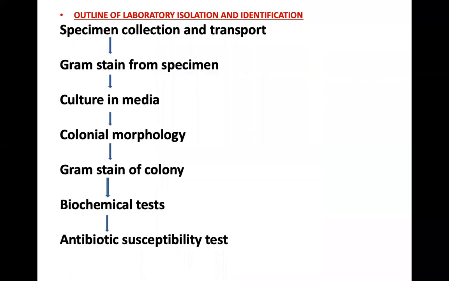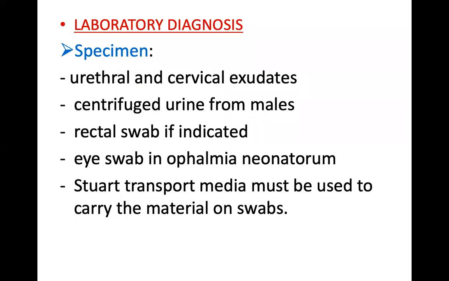So for lab diagnosis, this is the outline that you'd use. You saw this in the previous slide. If we can fill that in, the specimen to pick for diagnosis of gonorrhea. For male and female adults, you can take a urethral specimen from the male, and a high vaginal swab or cervical exudates from the female.